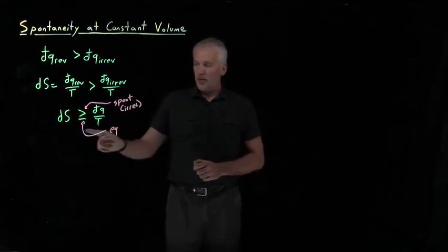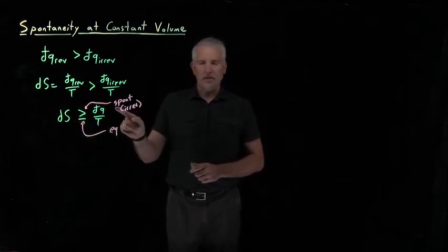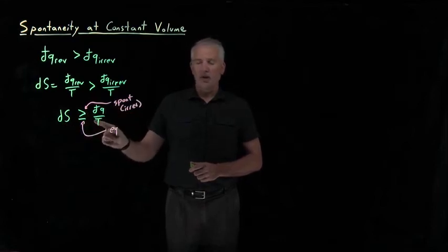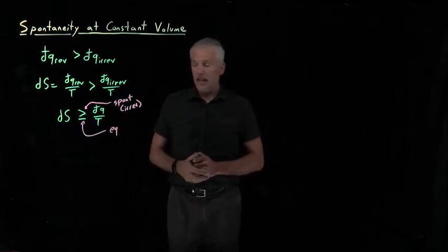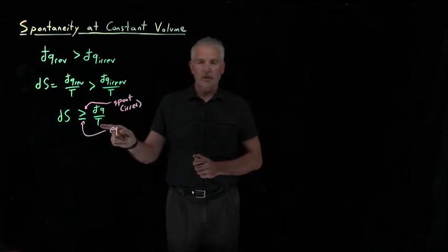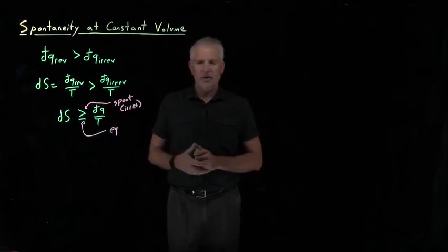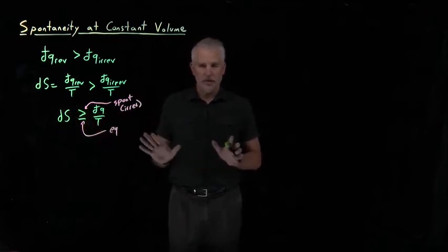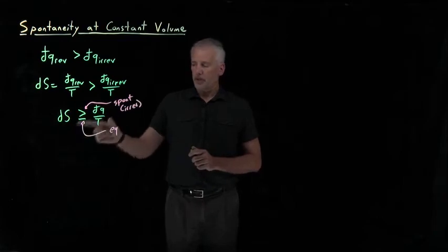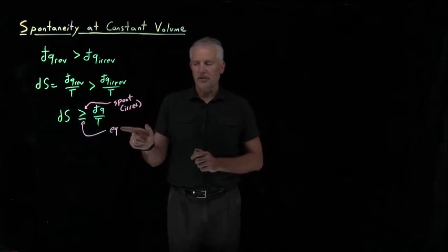But notice what this statement says. This is a statement about whether a process is going to be spontaneous or not. If we know whether dS is larger than or smaller than dQ over T, we can tell whether the process is going to be spontaneous or not. And each of these properties, the entropy, the heat, the temperature, are all statements about the system itself or the heat flowing into the system. They don't involve the surroundings, so we can measure properties of just what's happening in the system and make a conclusion about whether a process is going to be spontaneous or in equilibrium or non-spontaneous.